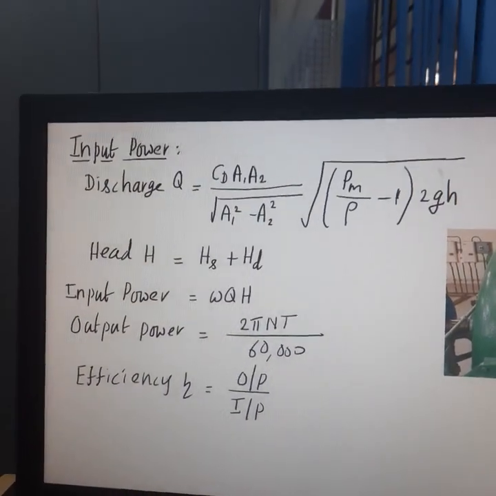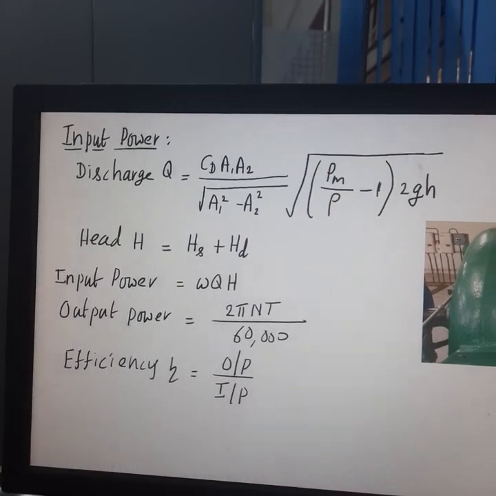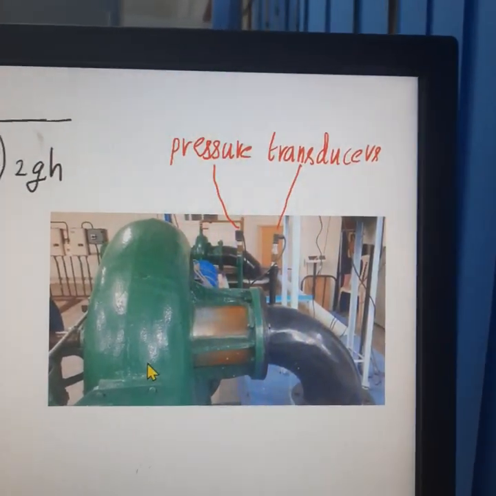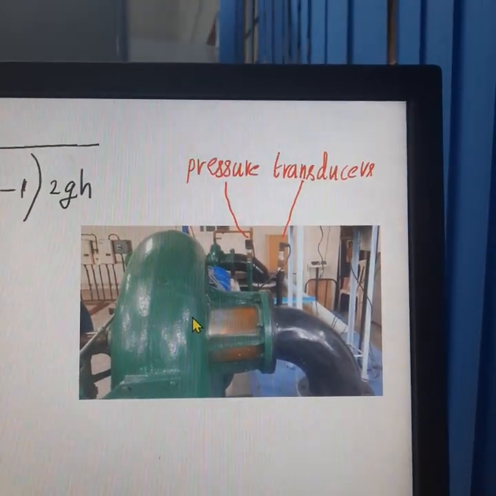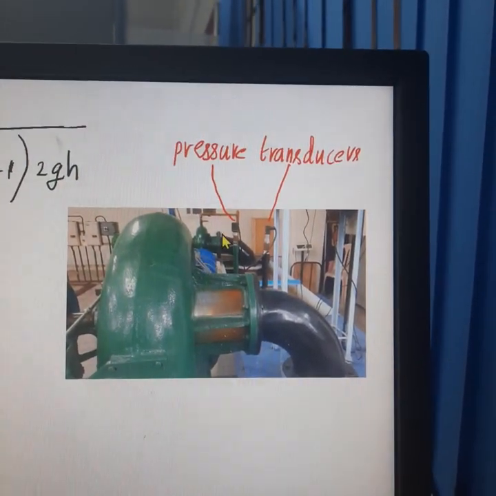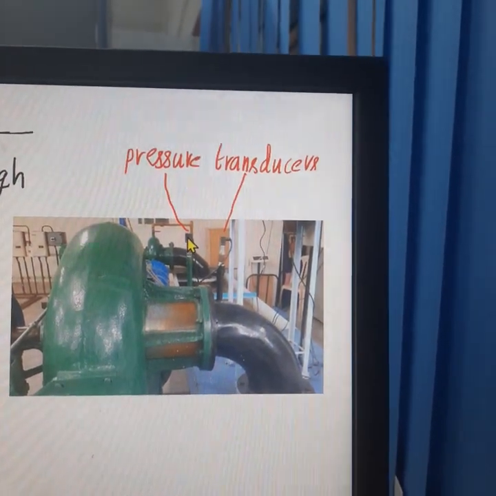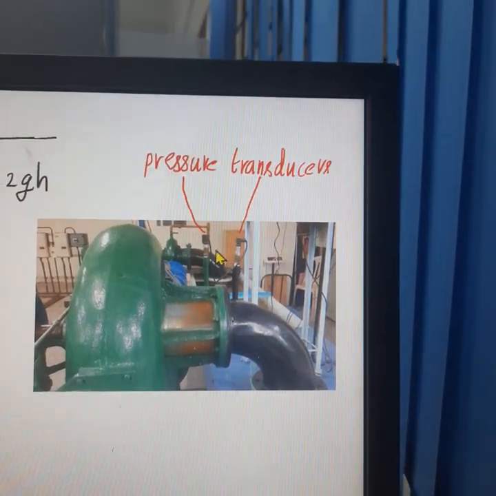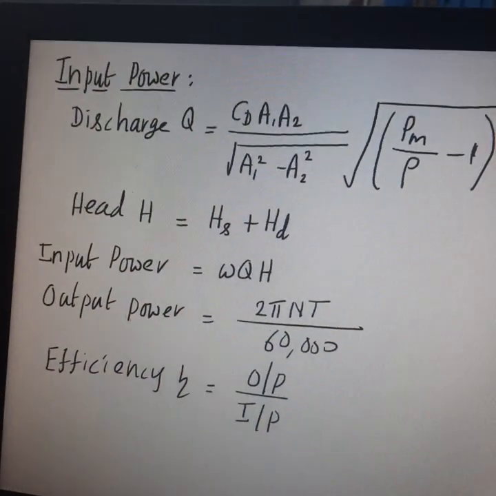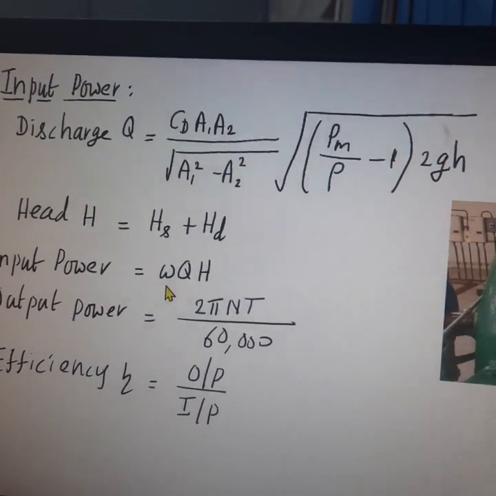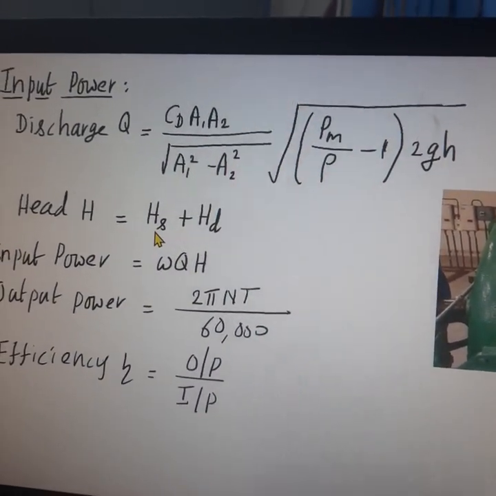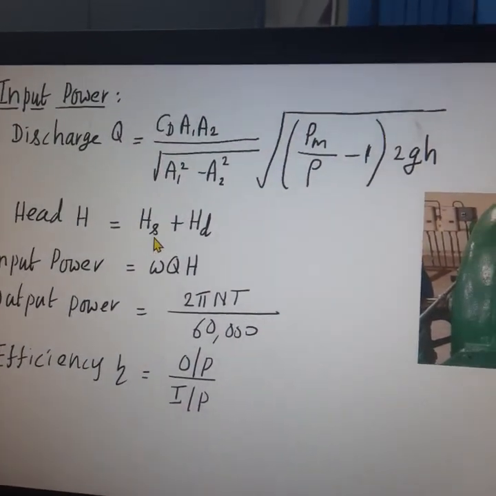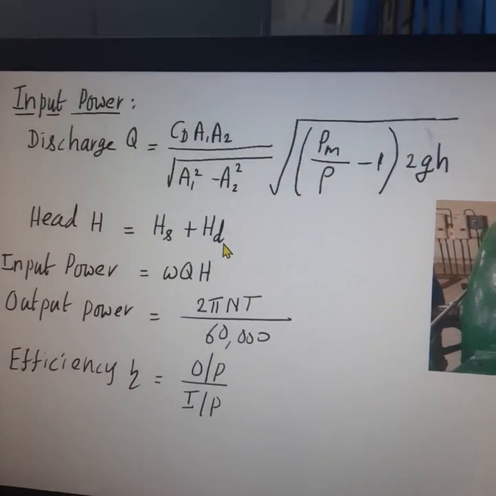So let us see how to find the efficiency of the Kaplan turbine. To determine the pressure of water entering and leaving, there are two pressure transducers used in this experimental setup. The head of water acting on the turbine is measured using the readings shown by these two pressure transducers. The head of water acting on the turbine is the addition of suction head and delivery head.